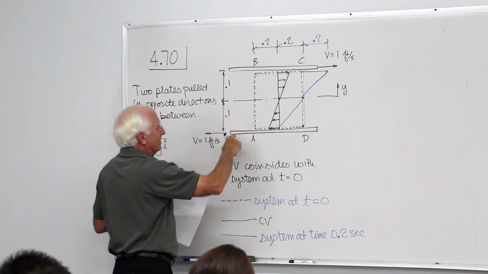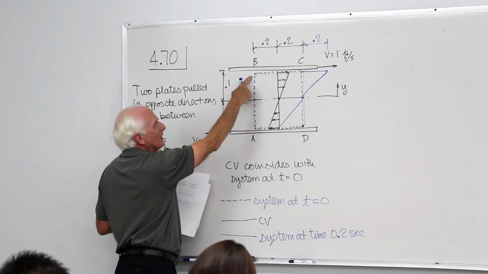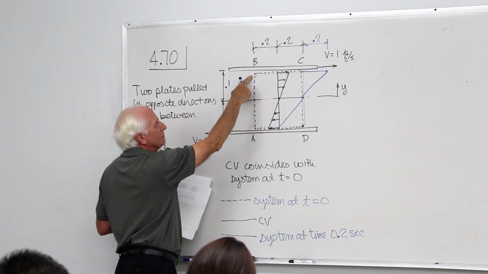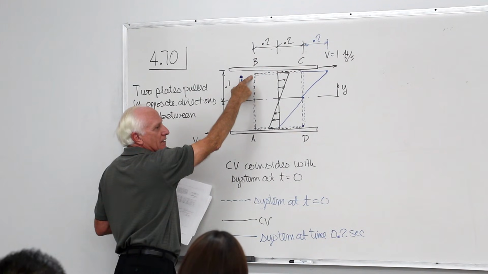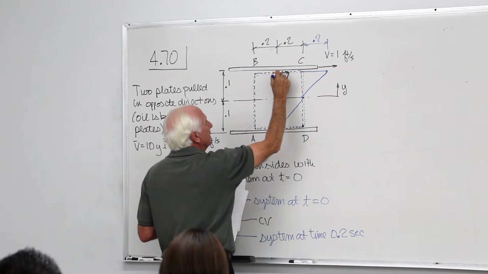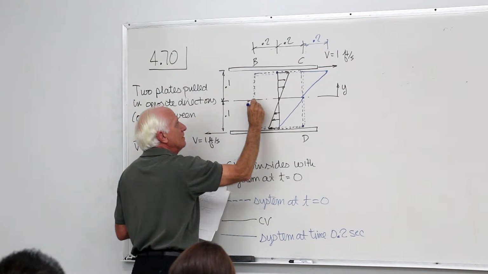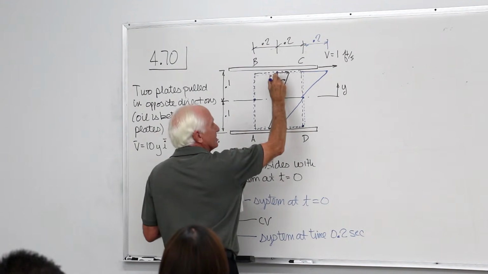Now, the guy up here, at point B on the plate, oil molecule, which way is he going? To the right. At what rate? 1 foot per second. For how long? 2/10 of a second. He moved 2/10 of a foot that way. He's up here. The guy in the middle, did he move? No. It's linear, of course.